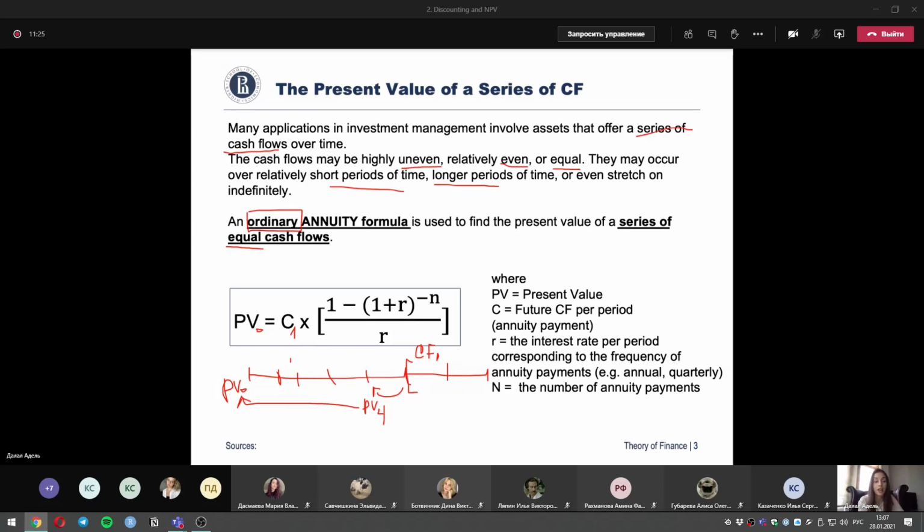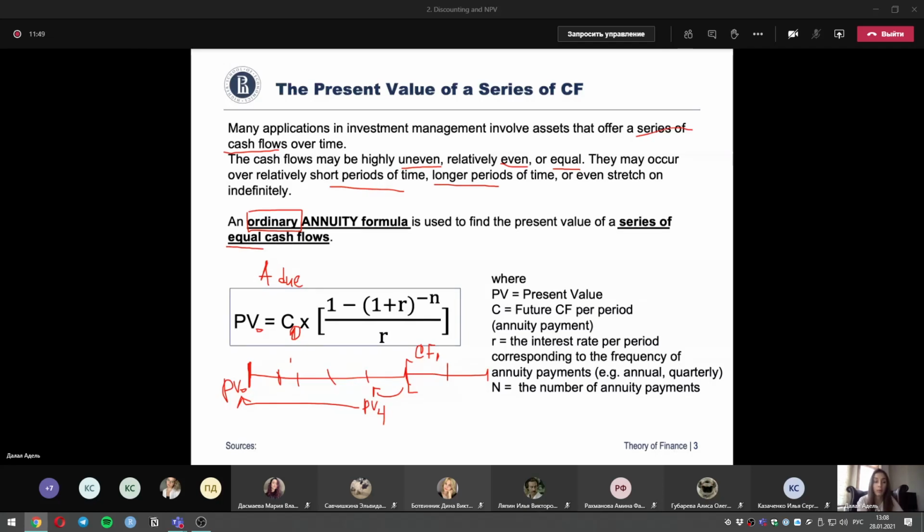If you have an asset that starts paying you at the same period as you want to calculate your present value for, then you have to use the annuity due formula, which is basically our ordinary annuity multiplied by 1 plus R.